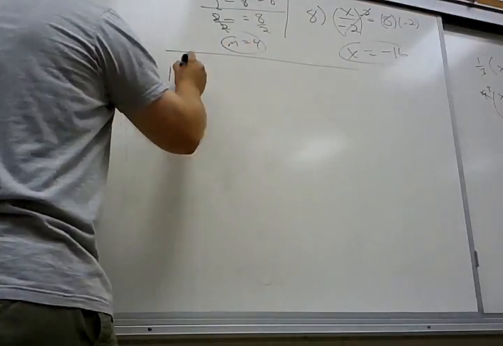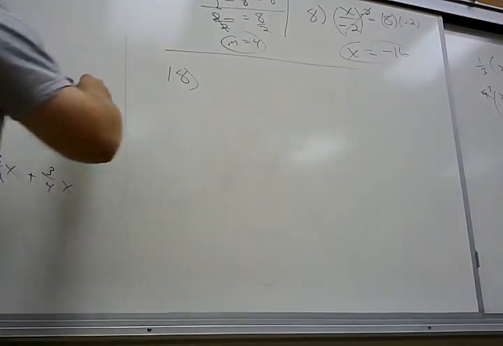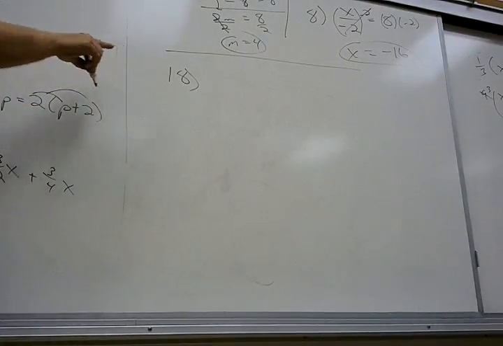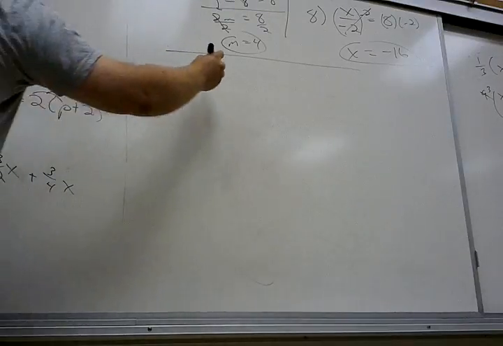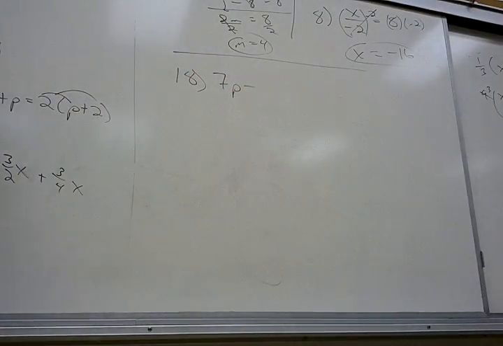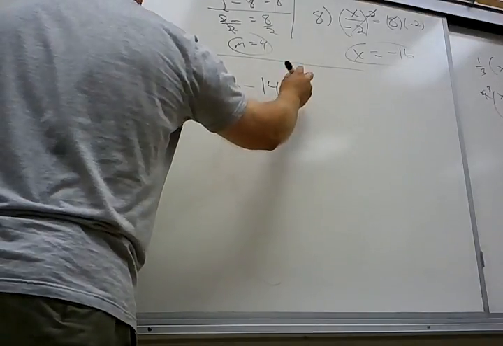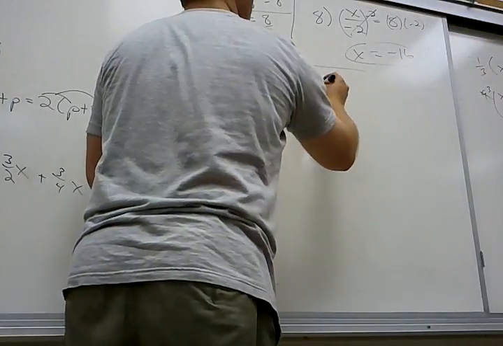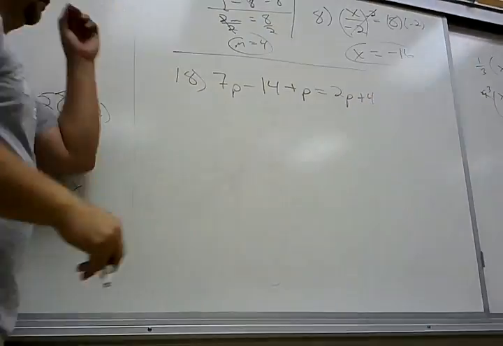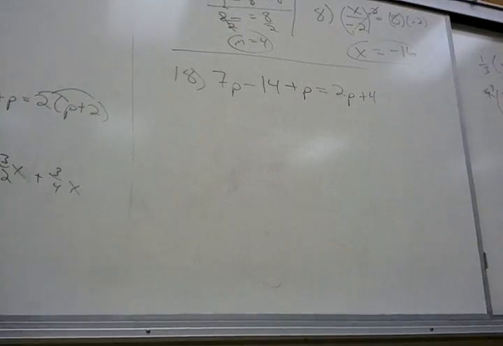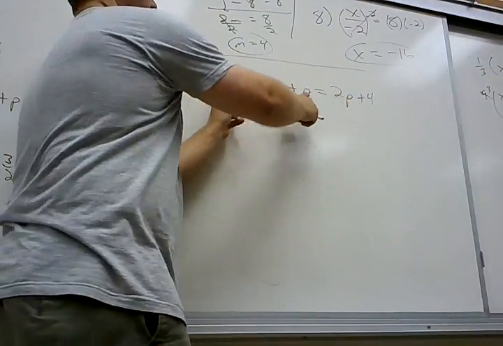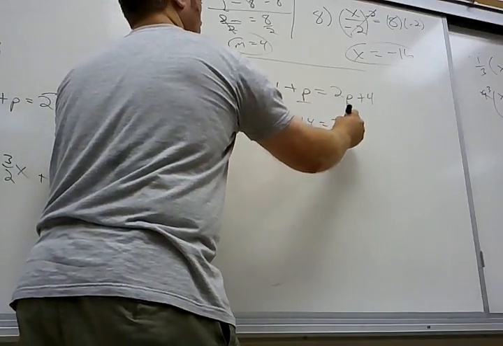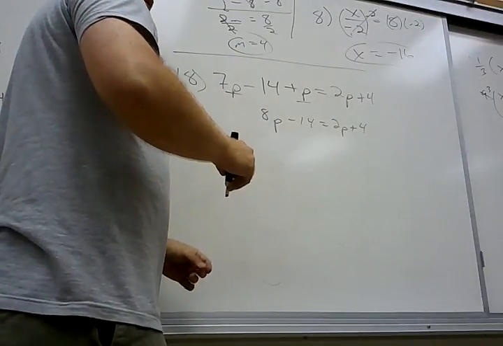Number 18. What's your first step on this problem here? I'm going to do that first step over here. You get 7p minus 14 plus b equals 2p plus 4. Now I get a little cleanup, right? This side, nothing I can do, but this side, 7p and b is 8p. Minus 14 equals b plus 4.